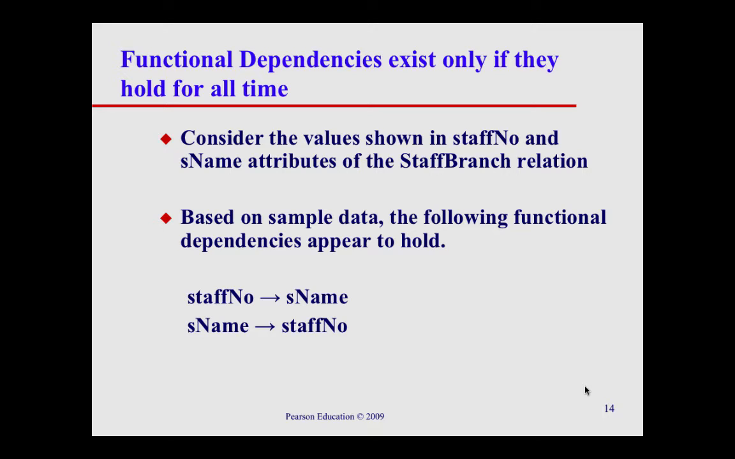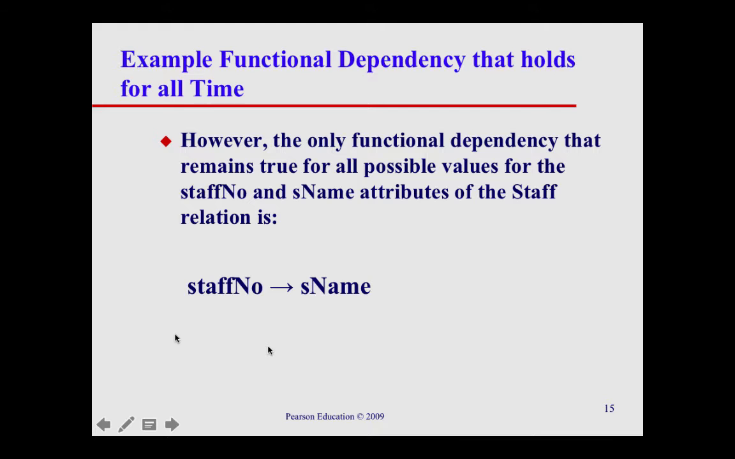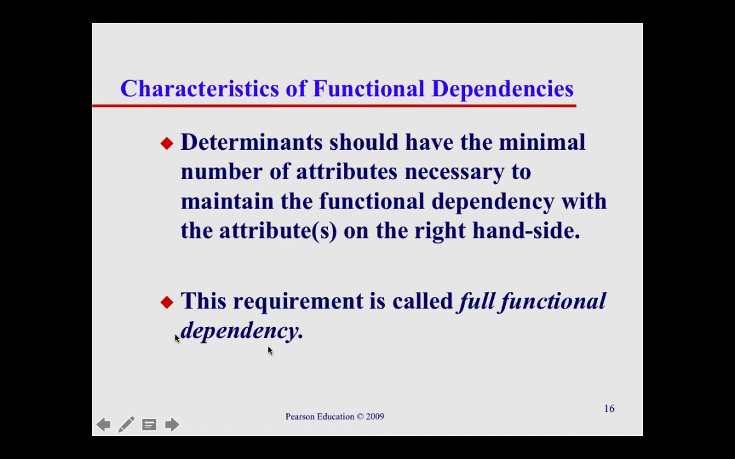Okay, so bottom line is if you say something is a functional dependency, it needs to exist and hold for all time, not just in your example data. So while it's true here that a staff number determines a staff name, it is not true that a staff name determines a staff number. Okay?